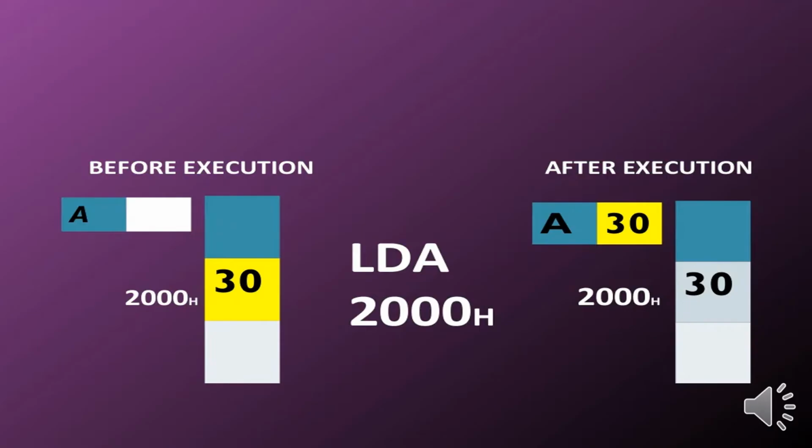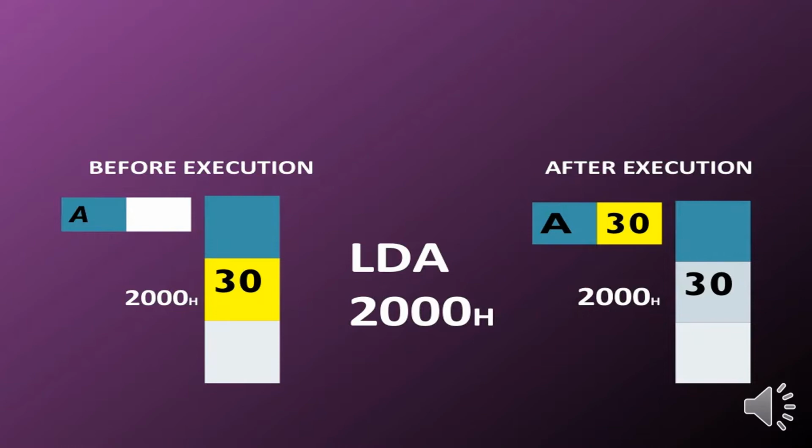So this is an example: LDA 2000H. The 2000H is a memory address, like the HL register pointing to 2000H. In this location, say, the 8-bit data 30 is stored in the 2000H memory location. This data is copied into the accumulator by using LDA, load accumulator directly.